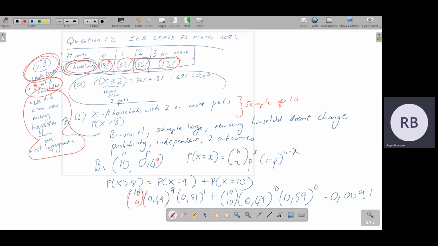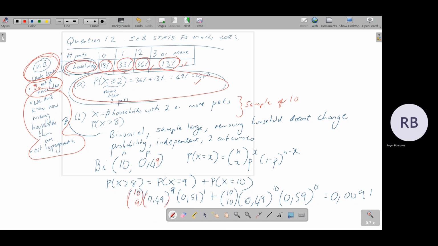So first question, what's the probability that X is bigger than or equal to 2? That there are 2 or more pets per household. Well, that's simply 36% plus 13%, which is 49%. So that's for the whole town, guys. The probability that a random house has 2 or more pets is 49%.